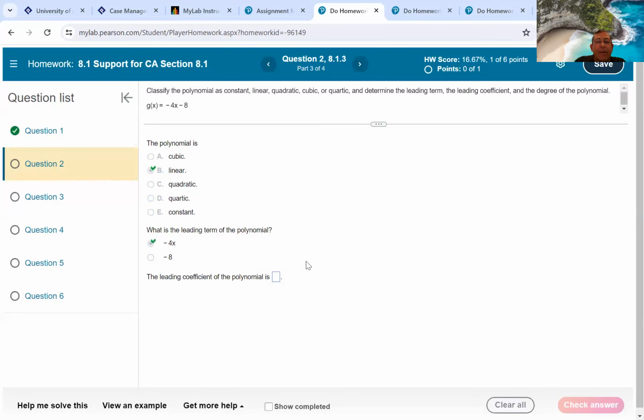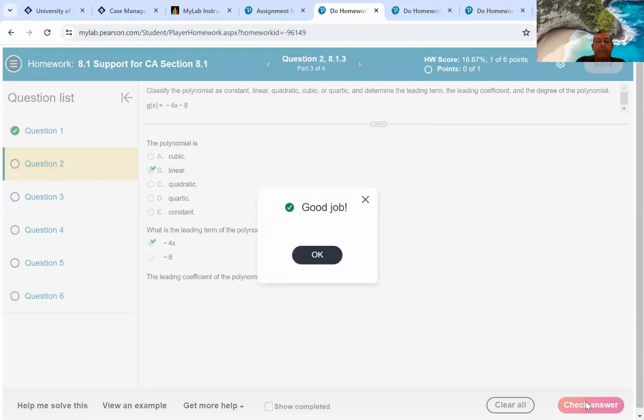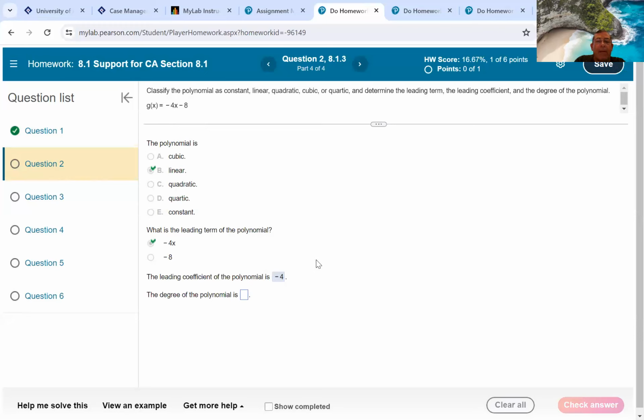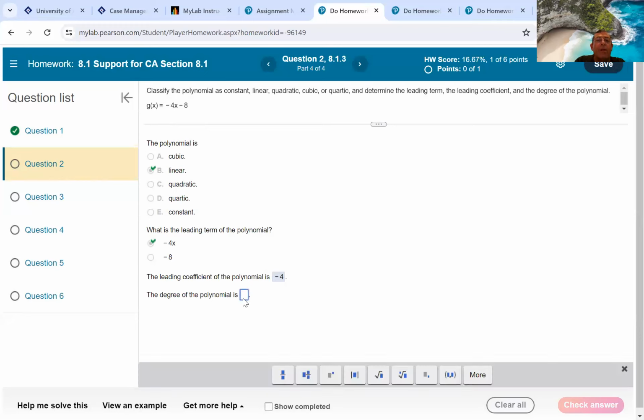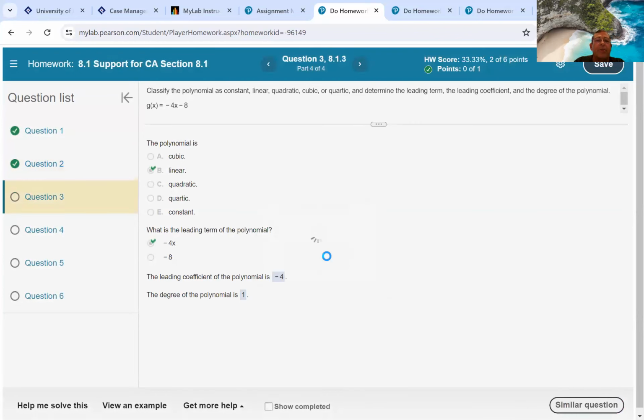The leading coefficient, well, remember, that's the number in front of the leading term, so that's going to be negative 4. And then the degree of my polynomial is 1, because that was the highest exponent on this one. So y'all, one more of these, and then we're going to get into 8.1 college algebra.